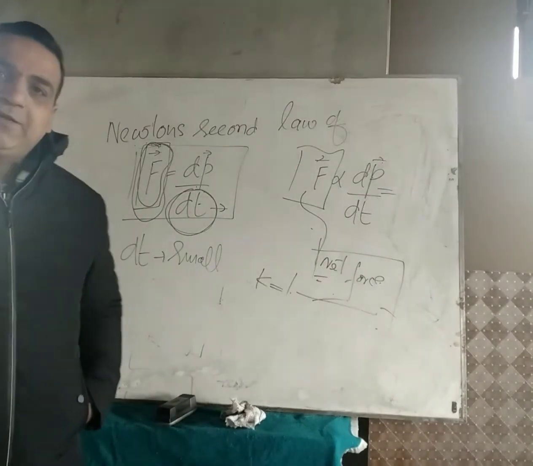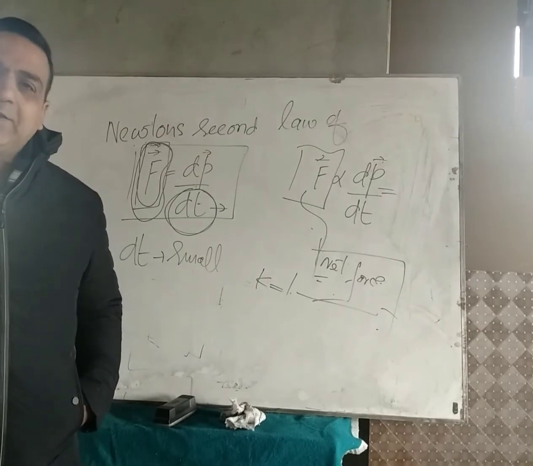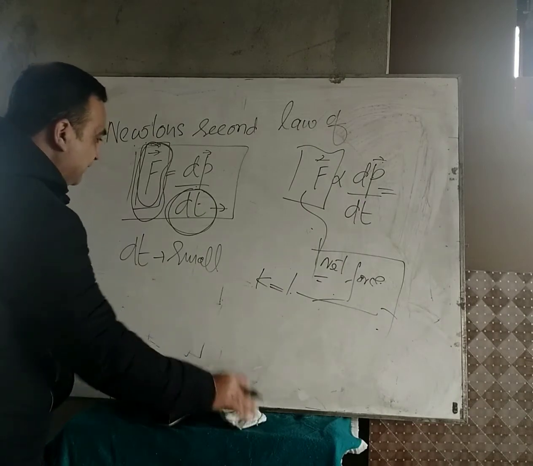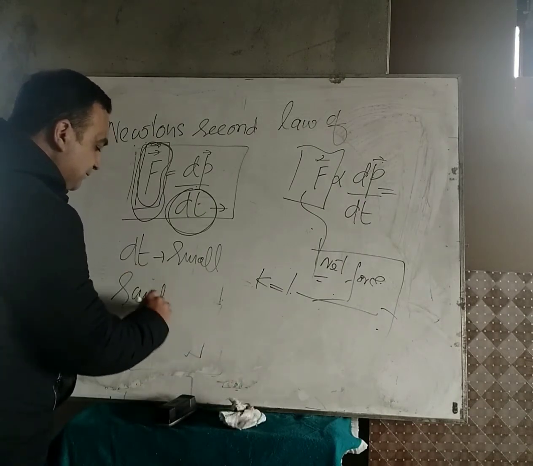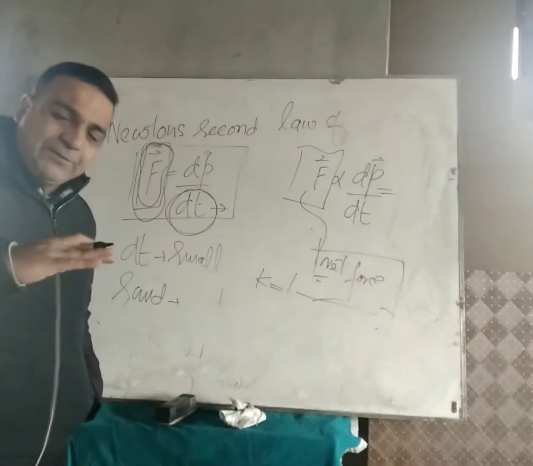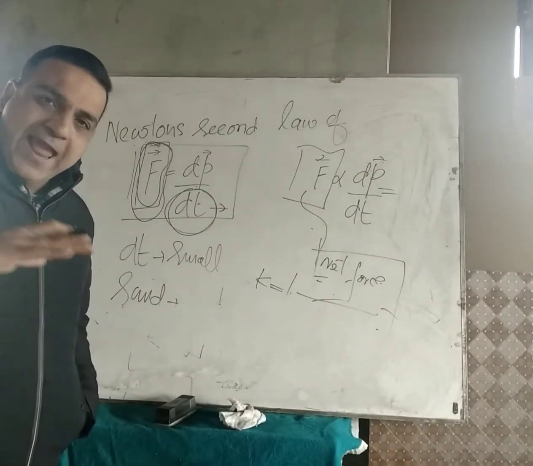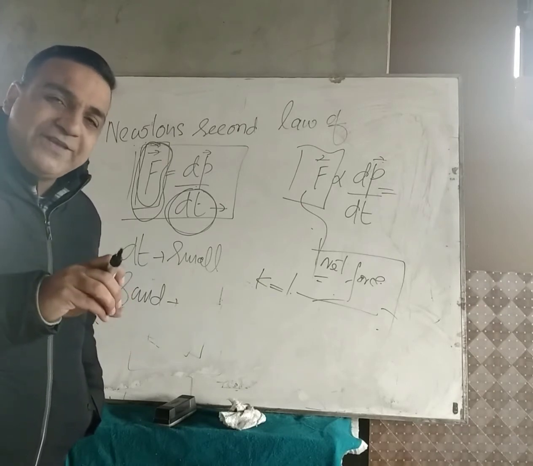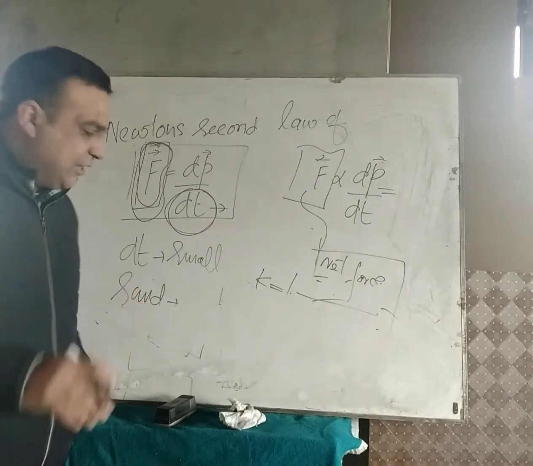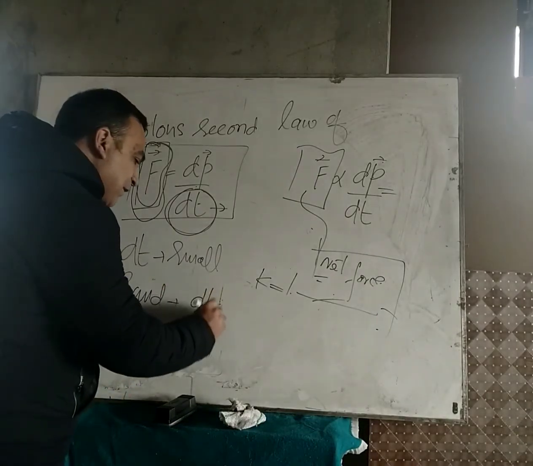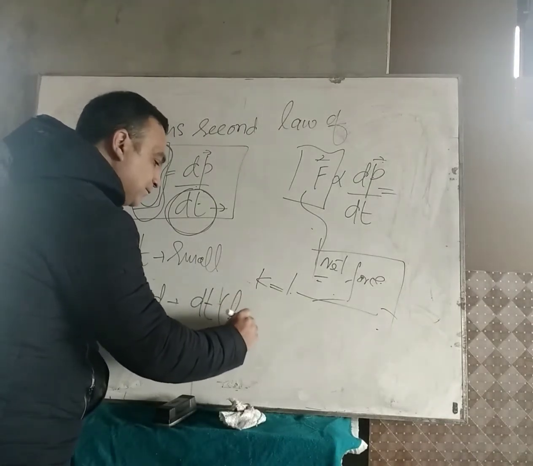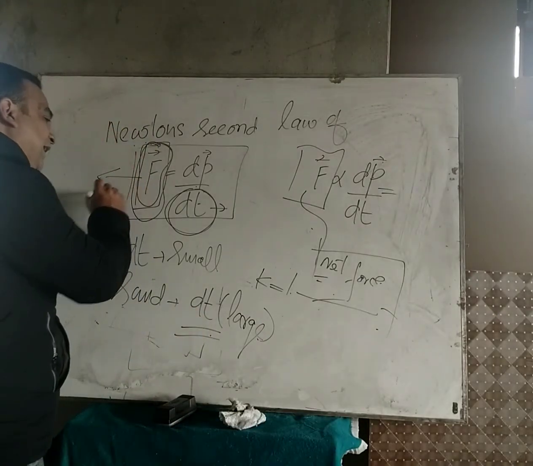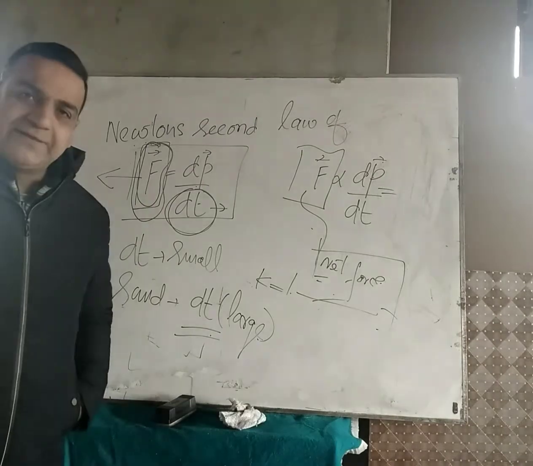Now, the same person jumping from the same height on sand. In case of sand, what's going to happen? The contact between his body and the sand will take a lot of time. It's going to take more time. So dt in that case will be large. Now if dt is large, the force that person will experience will be less.